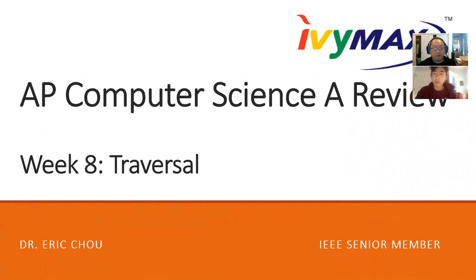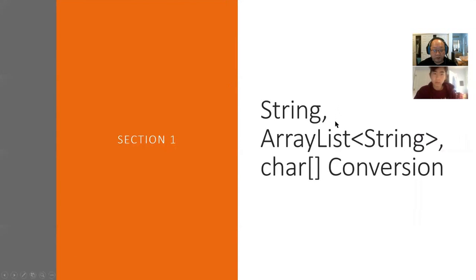This week we will do a design pattern review. So week A, we are on traversal. Okay, first string, array, list, character. So we are on these different data structures. These are similar but not the same.